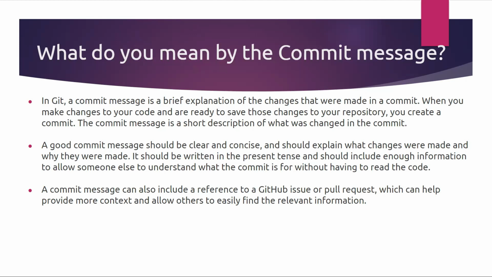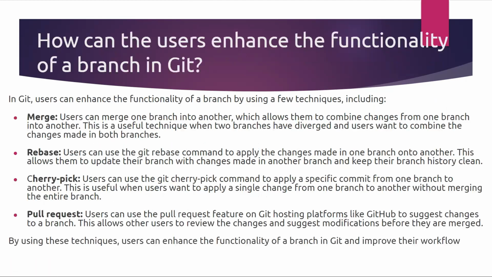What do you mean by commit message? In Git, a commit message is a brief explanation of the change that you made in a commit. When you make changes to your code and are ready to save those changes to your repository, you create a commit, and the commit message is a short description of what you changed in the commit. So basically, when you make some changes and want to reflect them on GitHub, you write a commit message as a descriptive part that makes things familiar to anyone looking at the changes.